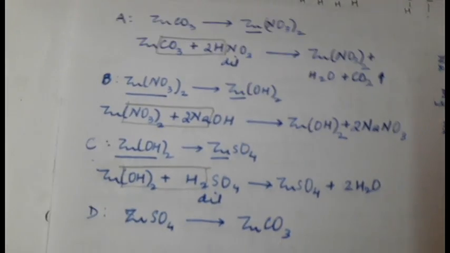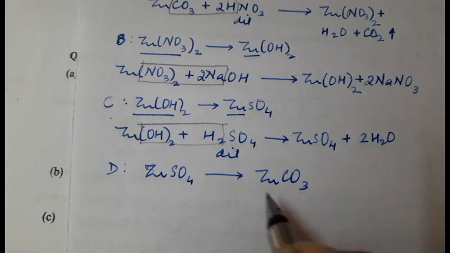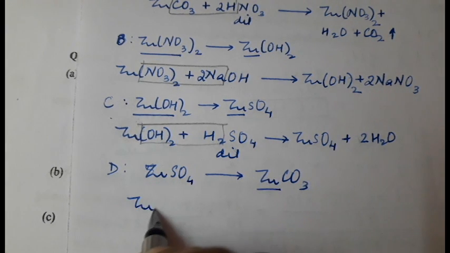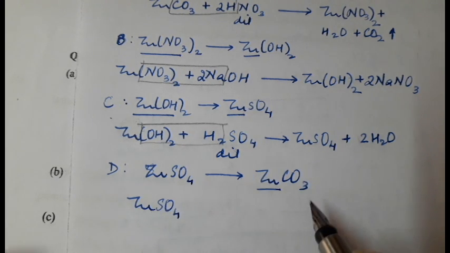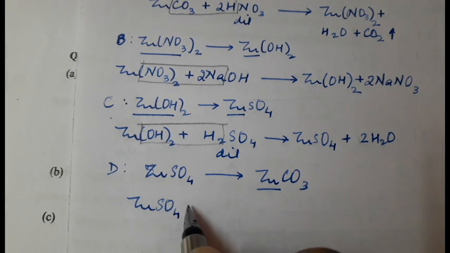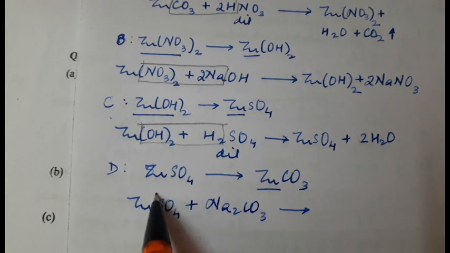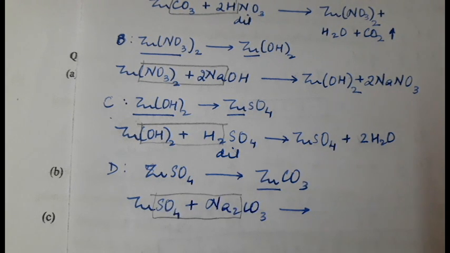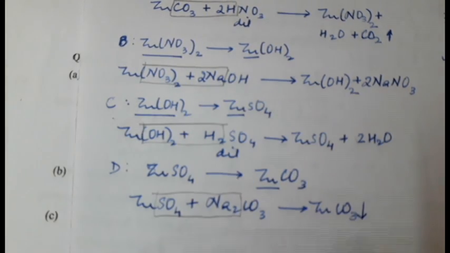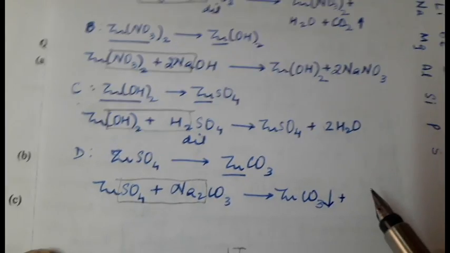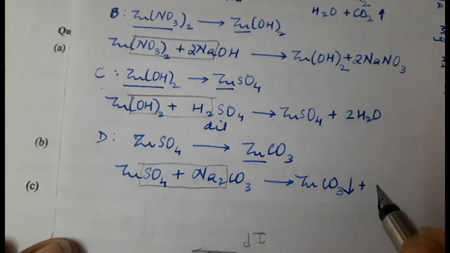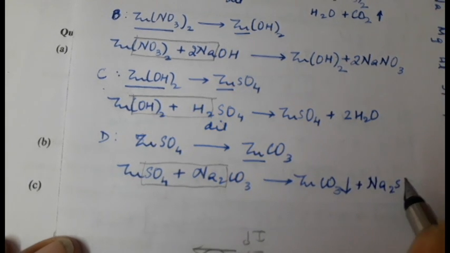All right. Now that we have got that much, zinc will come from ZnSO4. So I'll have to take carbonate. Now remember, zinc carbonate is an insoluble substance. So it will have to come as a precipitate. So I will take Na2CO3, and again I shall do double decomposition, and zinc will get paired up with CO3, which will be down arrow, and plus it will give me Na2SO4. So that is our reaction D.